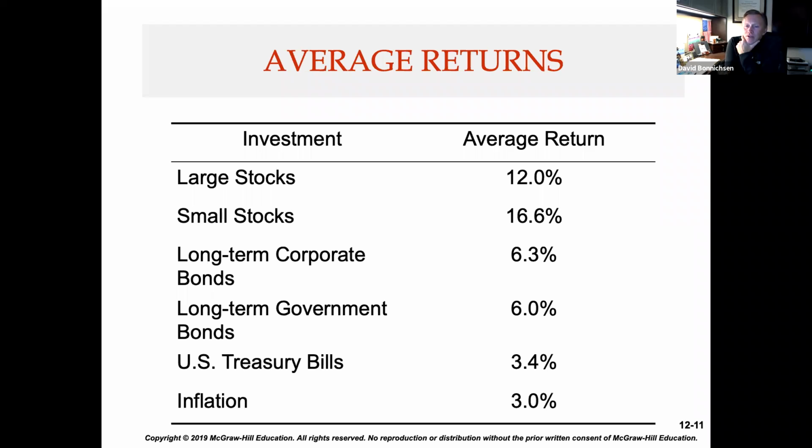So numerically, if we look at large cap versus small cap versus corporate bonds versus inflation, we can see that the small cap stocks had an average return over that period of time of about 16.6%. Just a straight arithmetic average. Large stocks, 12%. Corporate bonds, about 6.3%. T-bills, 3.4%. And inflation over that period of time was approximately 3%. So we can see the difference. When we look at inflation versus long-term government bonds, we can see that long-term government bonds have a 3% risk premium over inflation, or a 2.6% risk premium over the risk-free rate of return, which is the U.S. Treasury bill.